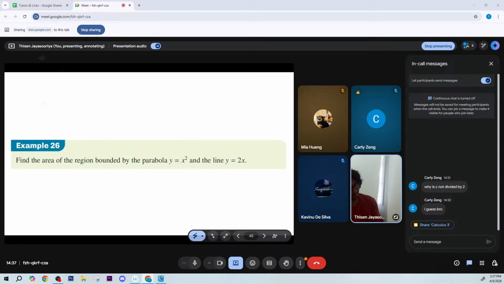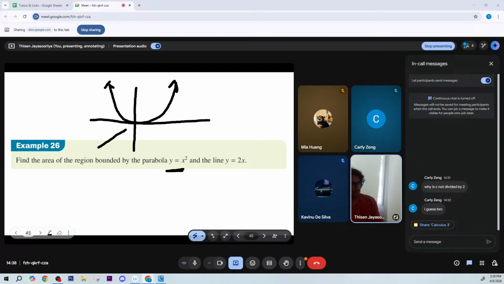So here, I want to find the area bounded between y equals x squared and y equals 2x. If I draw out these curves, this is what y equals x squared looks like, and this is what y equals 2x looks like.